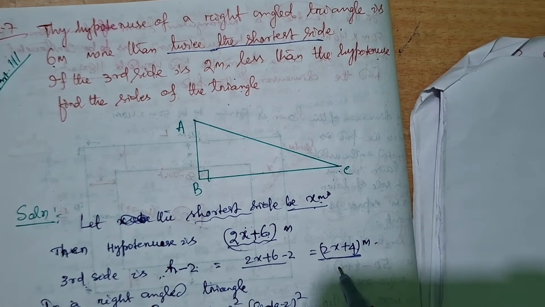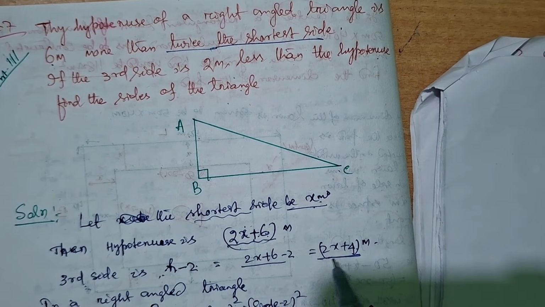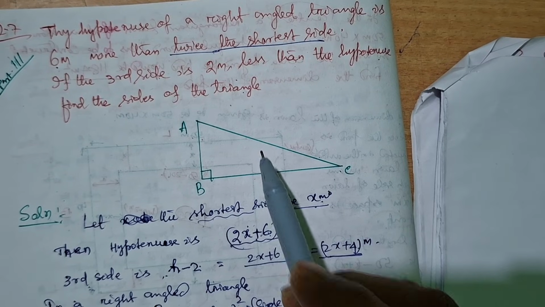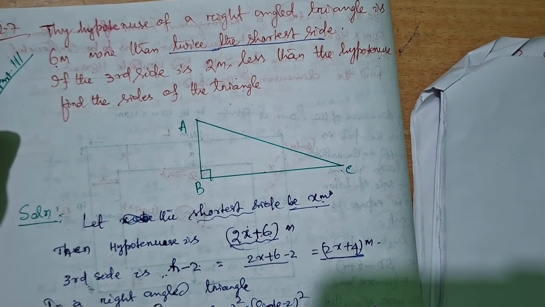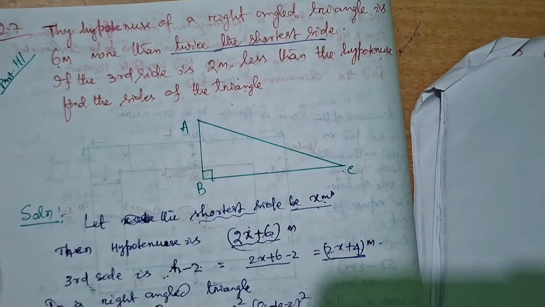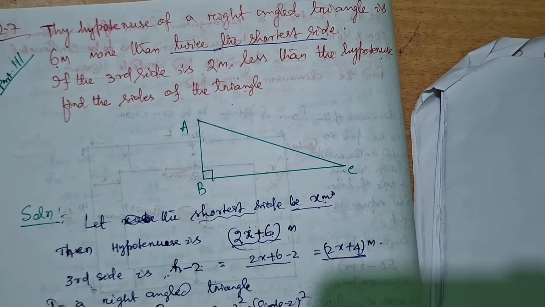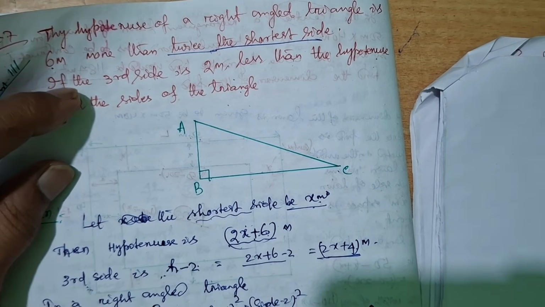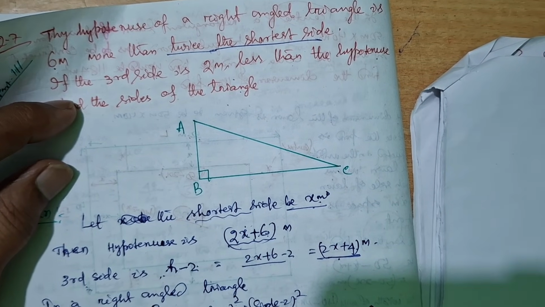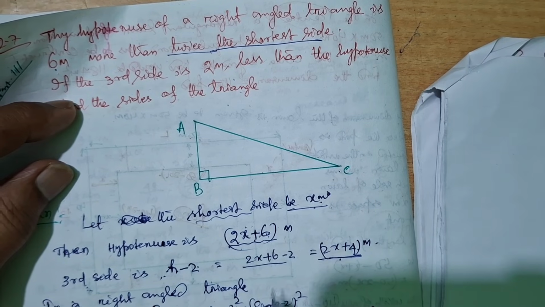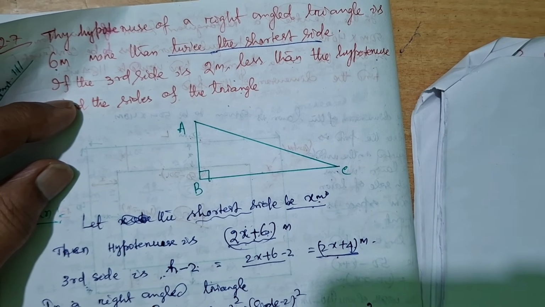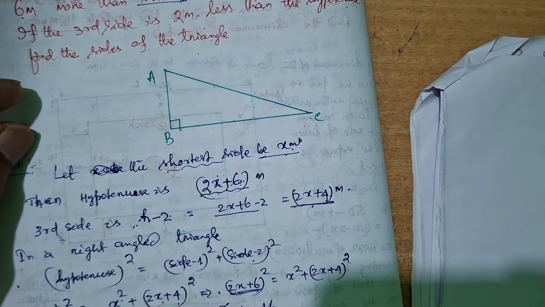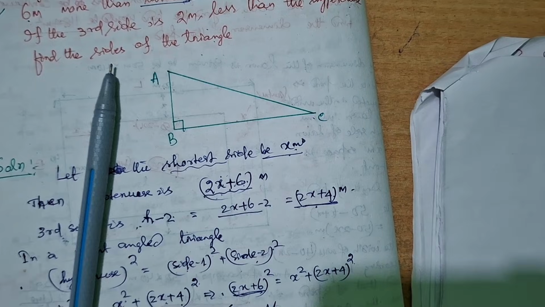We have not developed the equation till now. In a right angle triangle, note that the hypotenuse square is equal to the sum of the squares of the other two sides. So hypotenuse square is equal to side 1 square plus side 2 square. What is the side 1? x square. What is side 2? It is (2x plus 4) square. And what is the hypotenuse? 2x plus 6. This you just simplify. After simplification, you arrive at this equation.